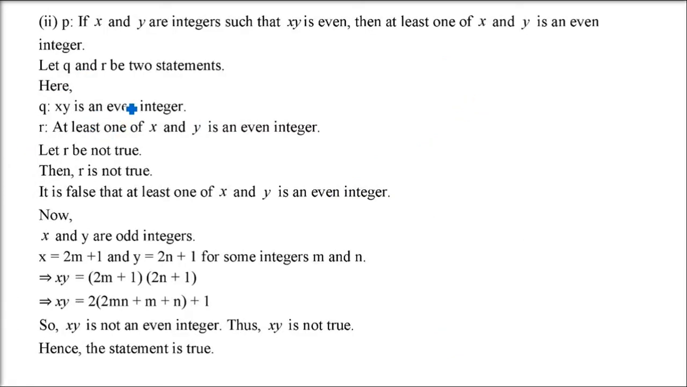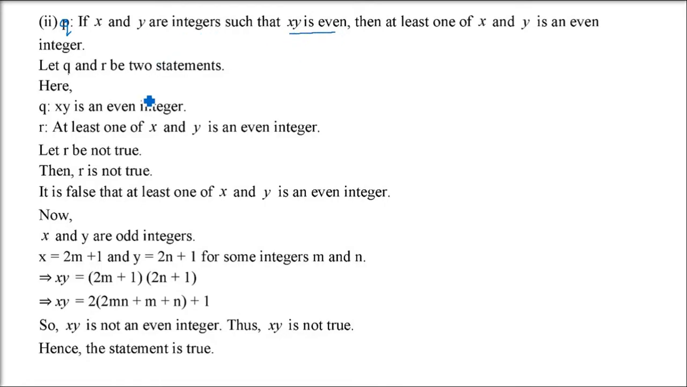Now this is the second part of the second question. The question is, if x and y are integers such that x into y is even, then at least one of x and y is an even integer. So we can do it directly, or we can do it using the contrapositive.